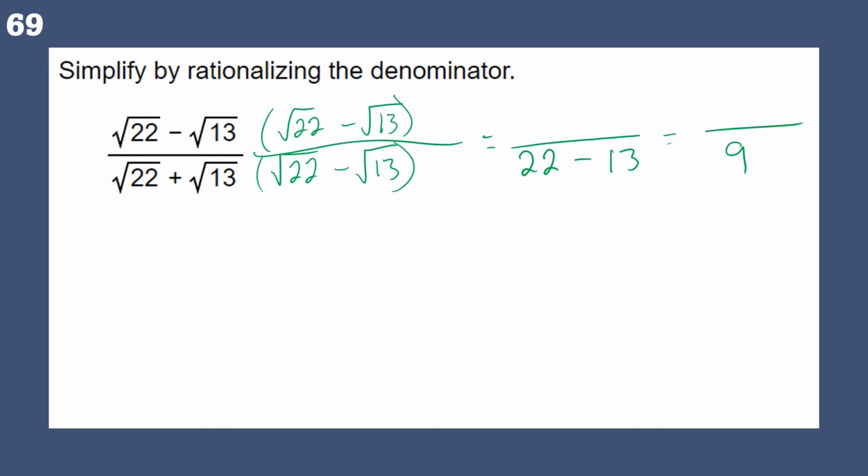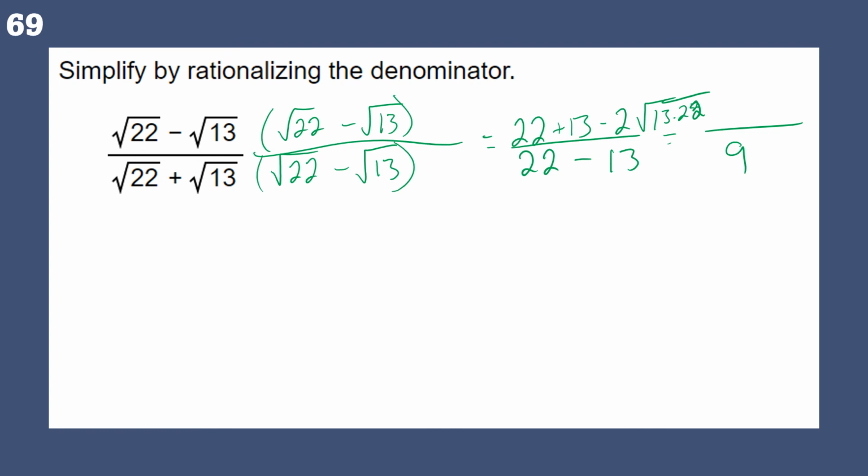I'm going to FOIL these out, and the square root of 22 times square root of 22 would be 22. The square root of 13 times the square root of 13, well, that would be 13. The negatives are going to cancel out to make it positive. But then I'm going to end up with twice. So I'm going to end up with negative 2 square root of 13 times 22. Okay, so I'm just going to write 13 times 22 in here because I don't want to multiply it.